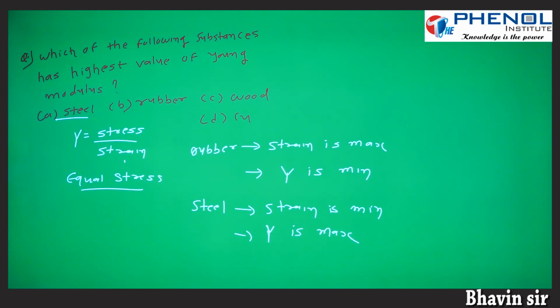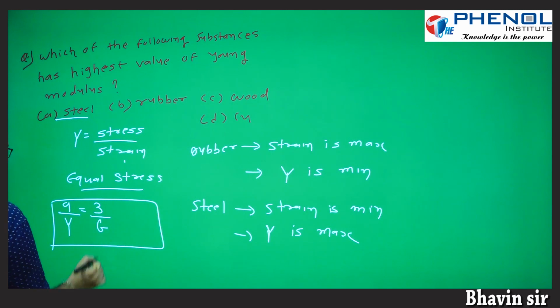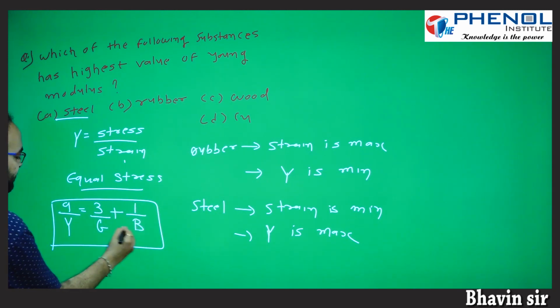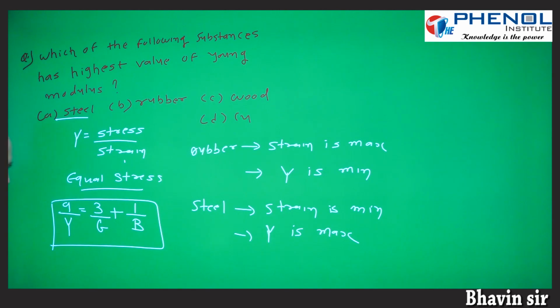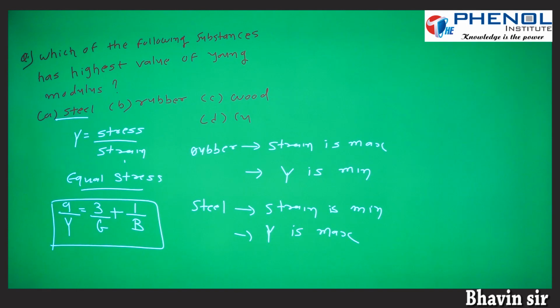And students, remember one formula, that is the relation between Young modulus, shear modulus and bulk modulus. 9 by Y is equal to 3 by G, where G means shear modulus, plus 1 by B. This is the relation between Young modulus, shear modulus and bulk modulus.